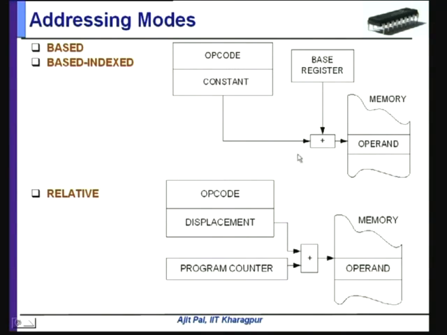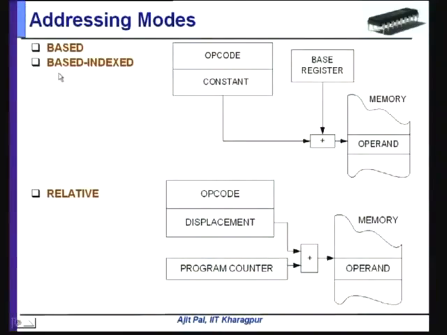This is particularly used in situations like relocation. You know, sometimes you have to do relocation in a multi-user environment. Then you require based addressing. You change the content of the base register to relocate the instructions to different parts of the memory. And then you can combine based addressing with indexed addressing. You can have an index register and a base register. Both of them can be used simultaneously to have based indexed addressing.